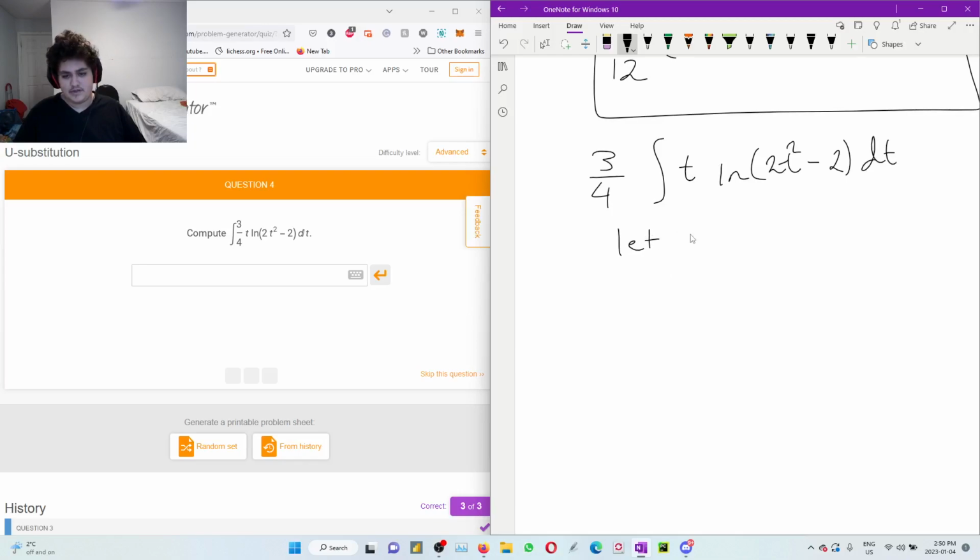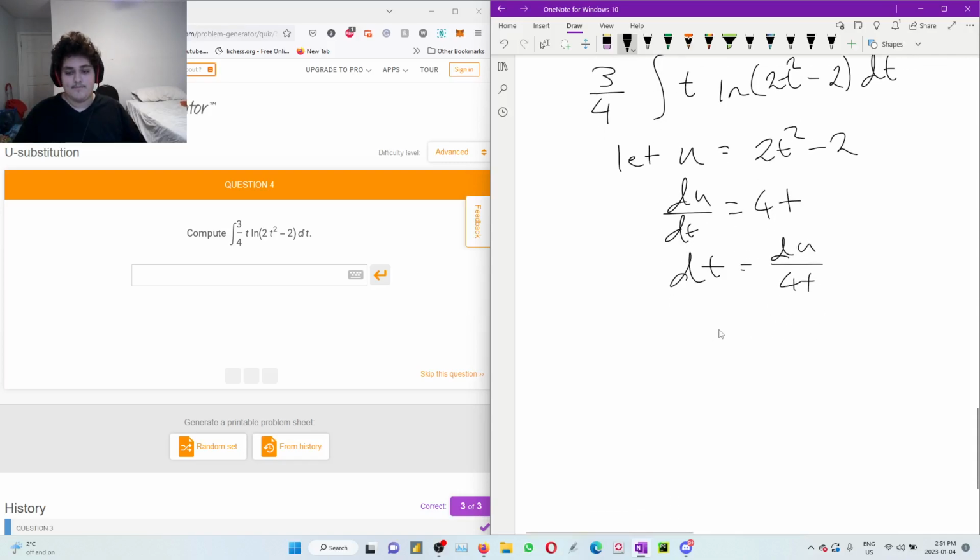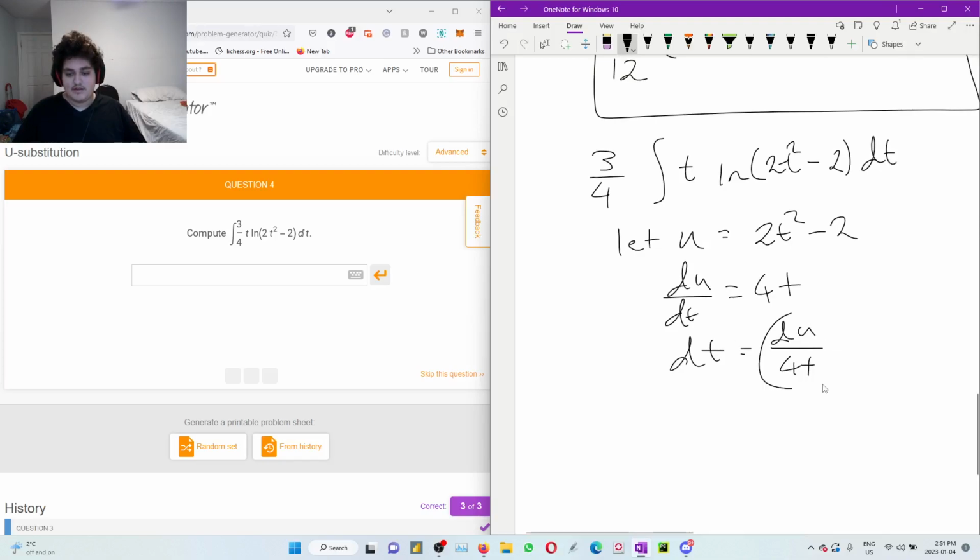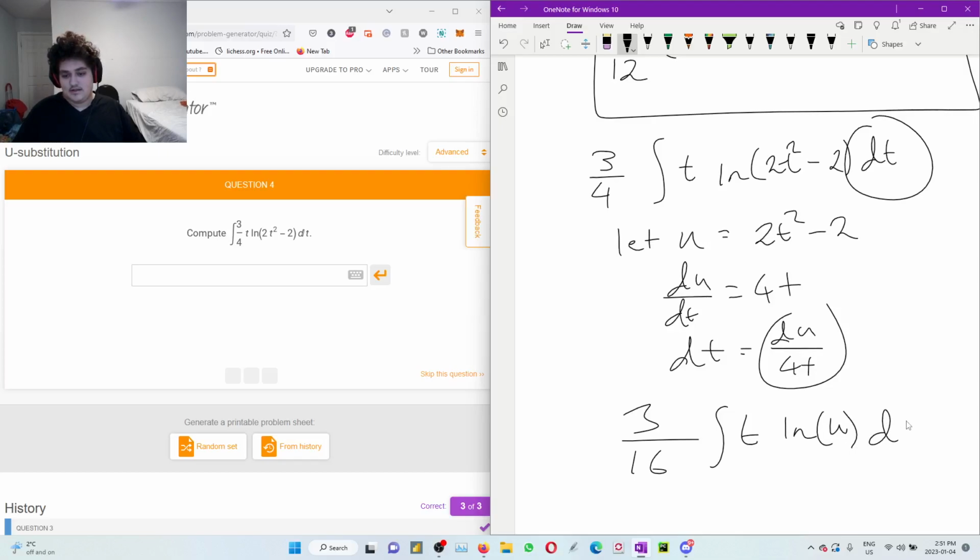should be pretty easy. So we're going to let u equal 2t squared minus 2. Means du by dt equals 4t. That means that dt equals du by 4t. Right, we just switch these. Multiply by dt, divide by 4t. Yeah, and then we can just plug this in over here, and we can take the 4 out with the constant rule. We have 3 over 16. And then we just have t ln u du by t. And t's cancel.